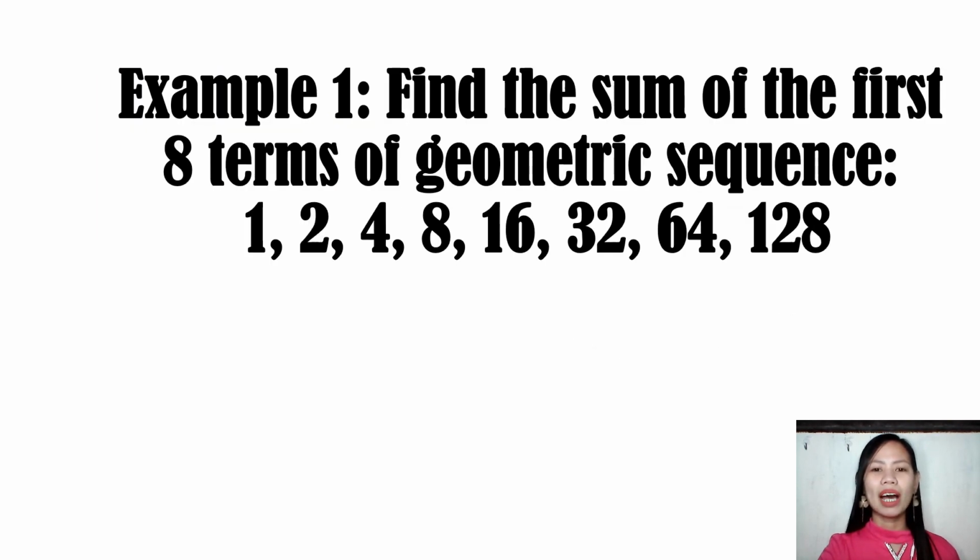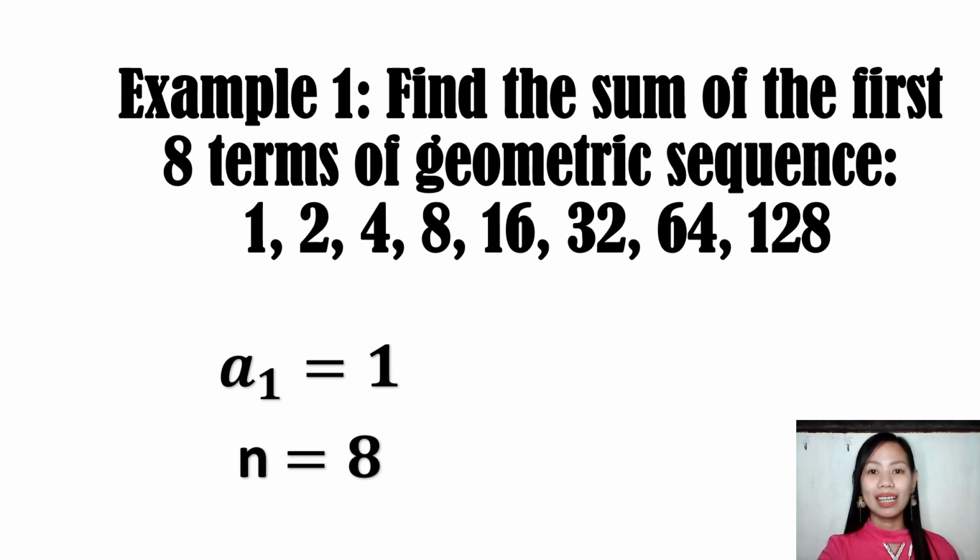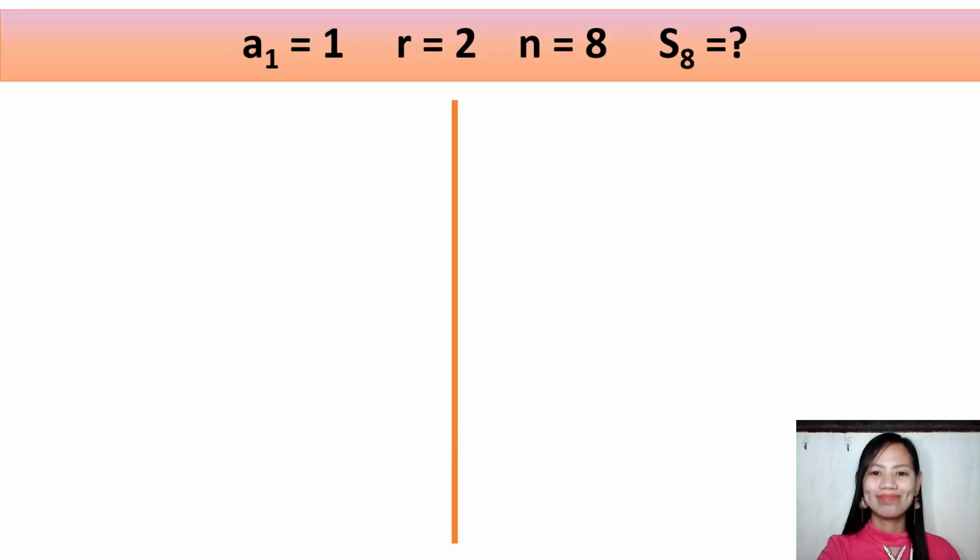Let's say, for example, we have to find the sum of the first 8 terms of geometric sequence 1, 2, 4, 8, 16, 32, 64, 128. So let us identify the given. We have the a sub 1, or the first term, which is 1. We also have the number of terms 8. Common ratio in this sequence is 2. And then we need to solve for S sub 8, or the sum of the first 8 terms of the geometric sequence. Let us solve this example using the two formula.